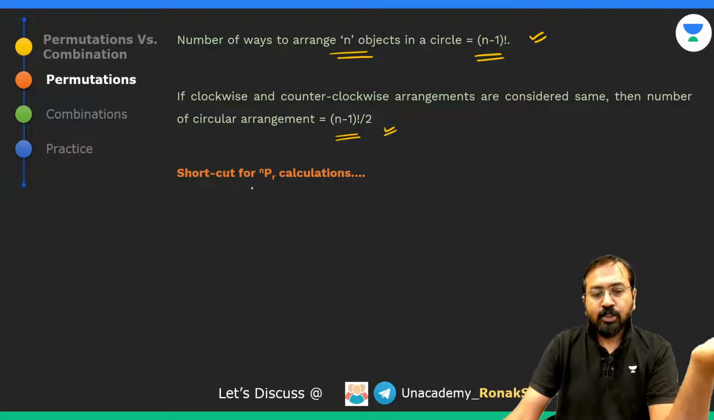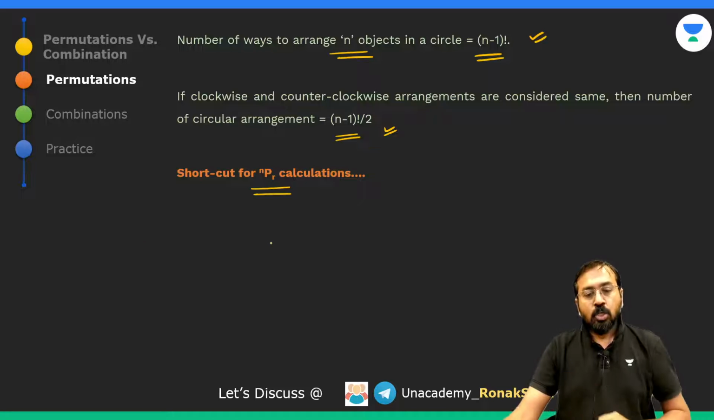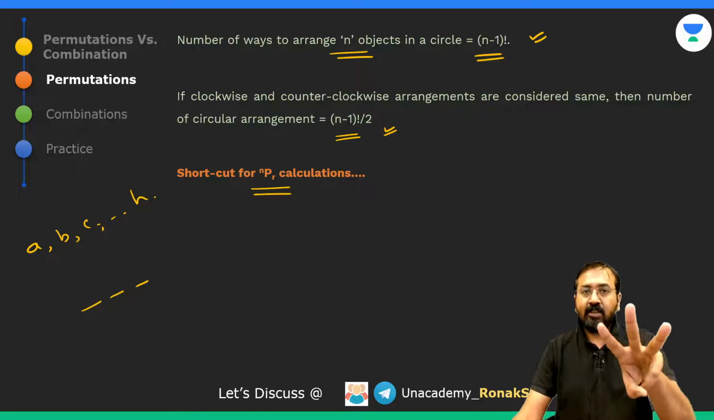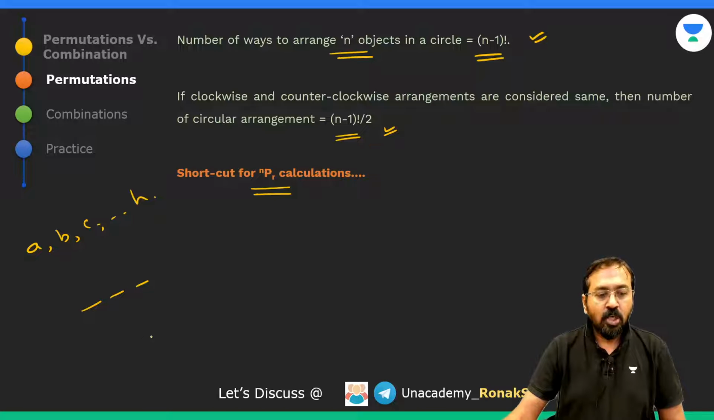Okay, now what is the shortcut for NPR calculation? Suppose there are 8 students A, B, C, D, E up to H, and you want to arrange any 3 of those students on 3 chairs. So we know this can be done in 8P3 ways. Now how to do the calculation of 8P3?